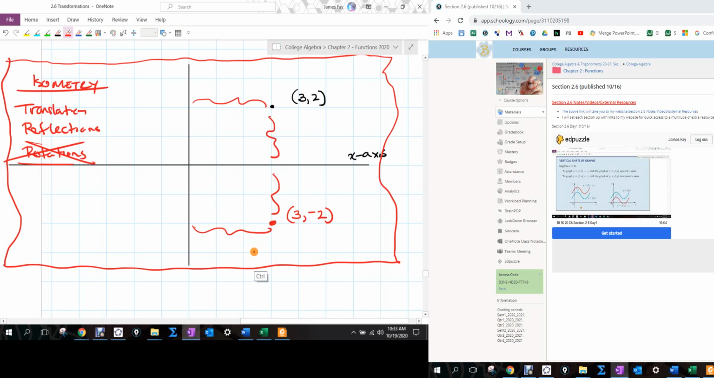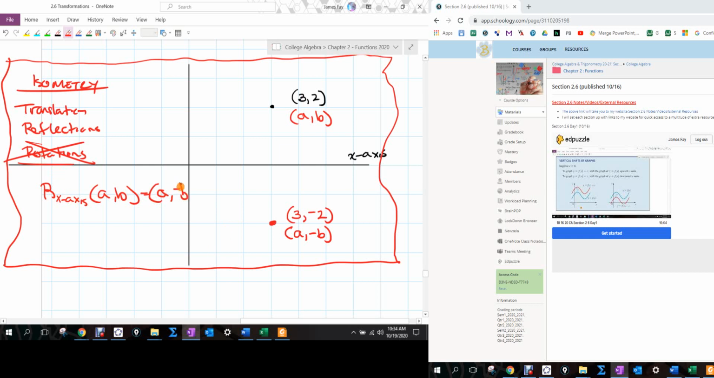Okay, so that allowed us to come up with the rule that said if I have (a, b), then this became (a, -b). You remember that? Okay, we had some rule that looked like this. We said capital R for reflection, and then we wrote a subscript like x-axis here, and we said (a, b) is going to give me then (a, -b). That's what we talked about in geometry. So we expressed it there.